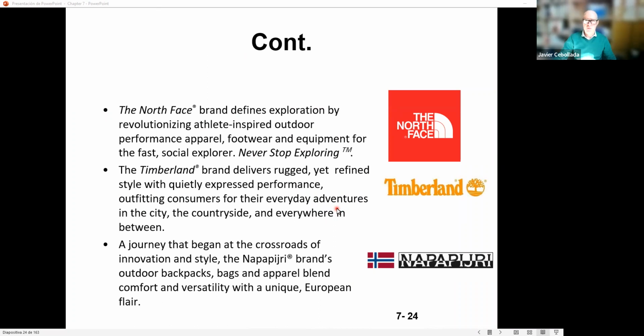For example, The North Face defines exploration by revolutionizing athlete-inspired outdoor performance apparel, footwear, and equipment for the fast social explorer. Okay, so that would be like lifestyle. The same for Timberland, or even for another brand of the same company, Napapijri.